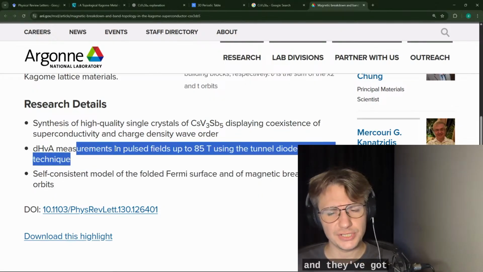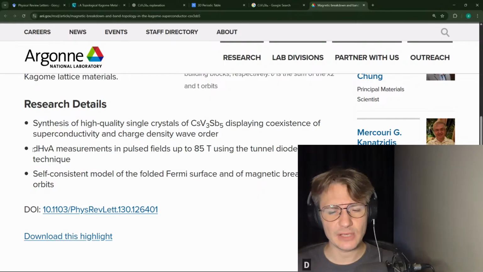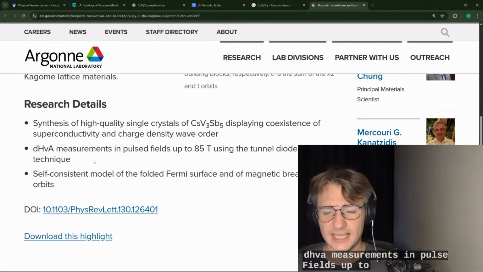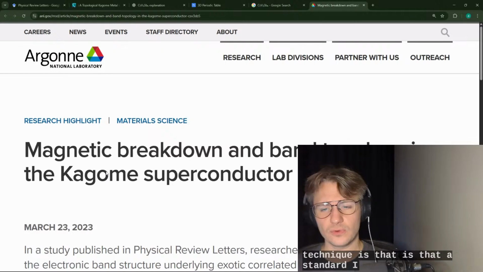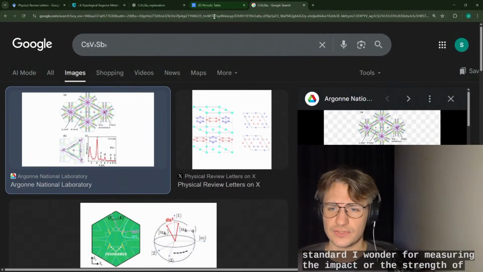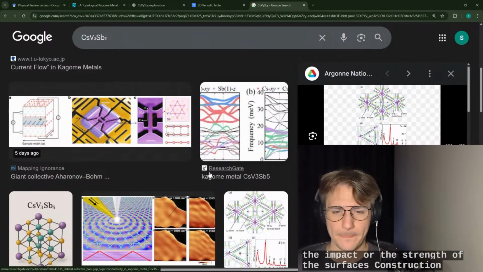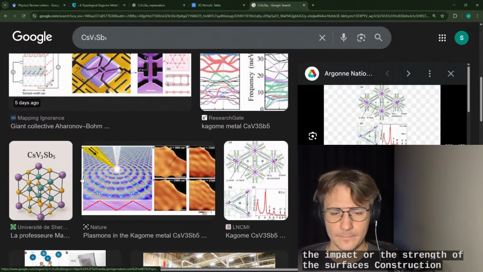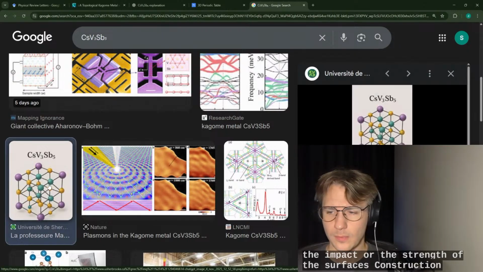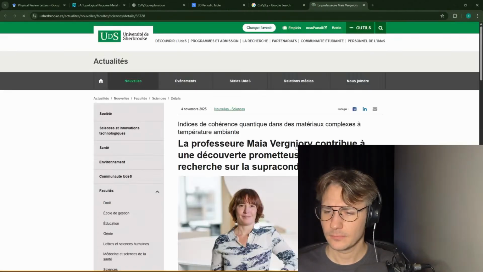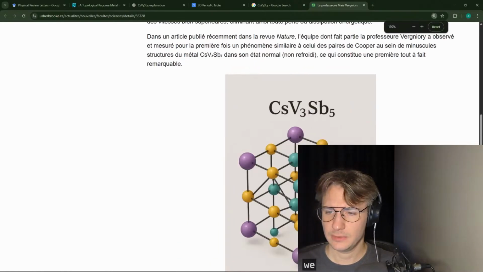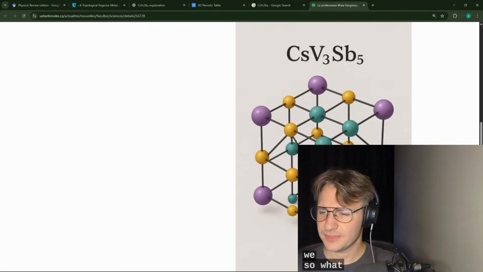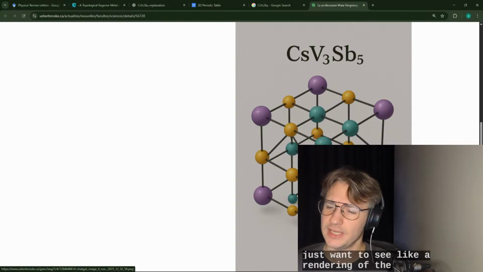And they've got a measurement here. DHVA measurements in pulsed fields up to 85 Tesla using the tunnel diode oscillator technique. Is that a standard, I wonder, for measuring the impact or the strength of the surface's construction? Oui, c'est bien. So what do we have here? I just want to see like a rendering of the lattice structure. And here's what they're showing me.